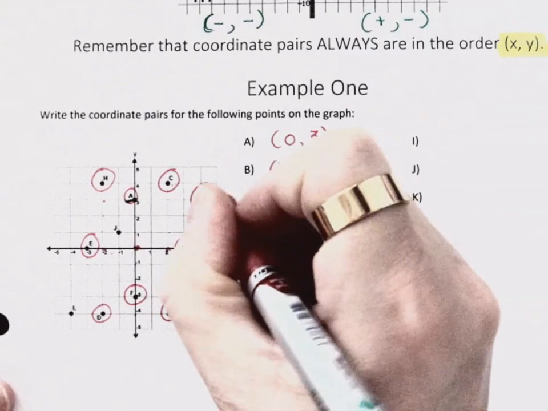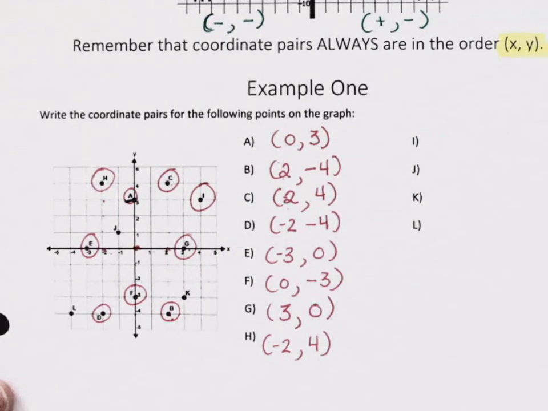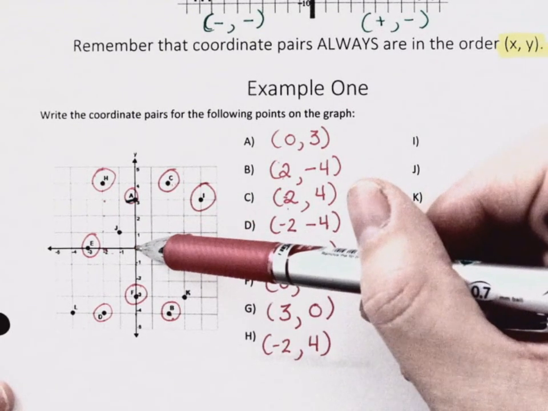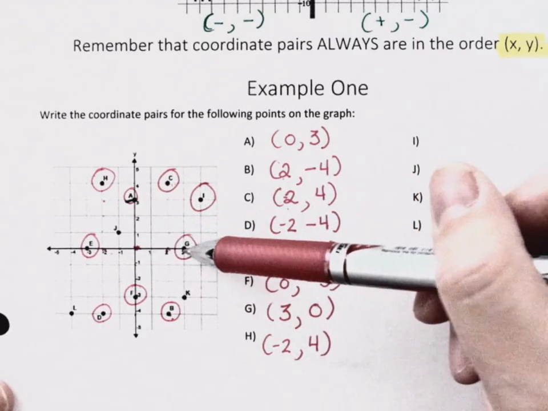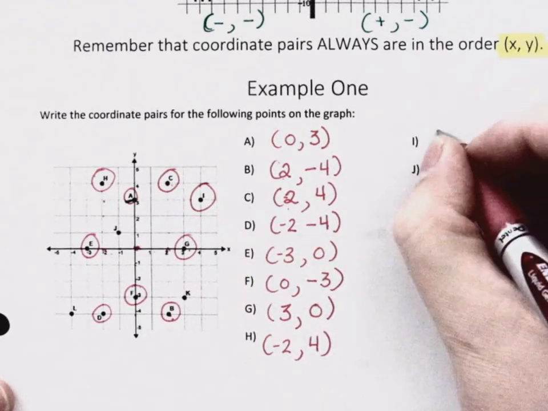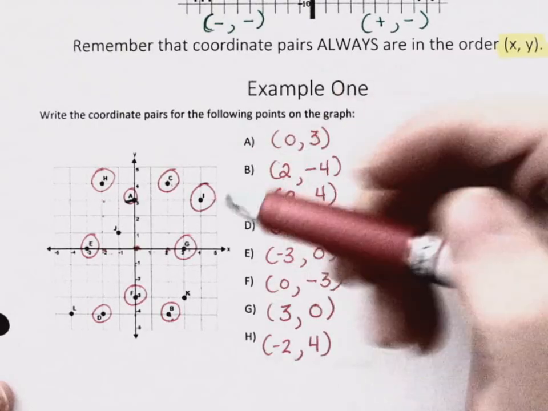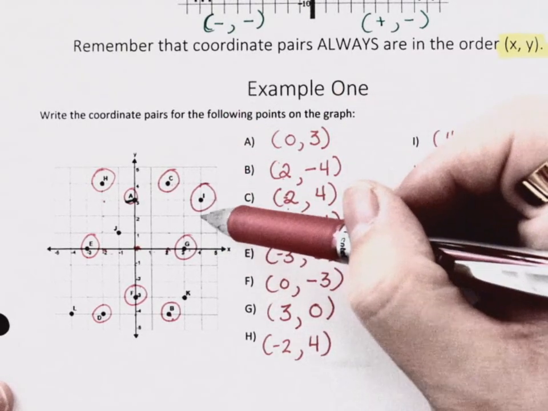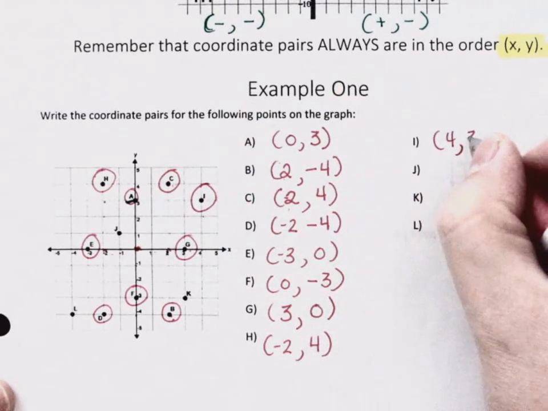All right, so I is over here. So left to right first. So start at the origin. 1, 2, 3, 4. So 4 to the right, so that's positive. And then I'm going 1, 2, 3 up.